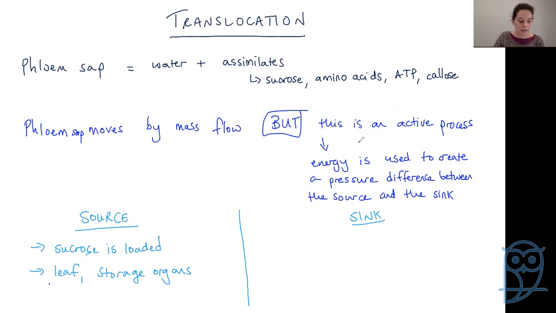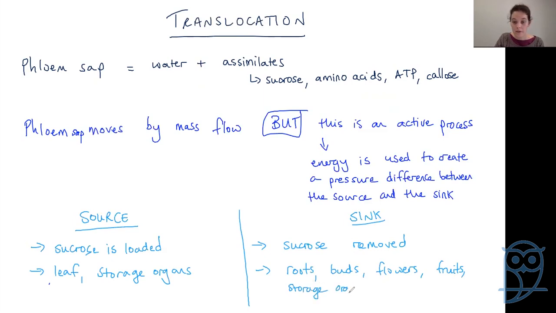At the sink, this is where sucrose is removed. So this is anywhere where sucrose would be needed. So we're talking about anywhere with growth, anywhere we've got extra energy use. So we can be removing in the roots, in the buds, in the flowers, in the fruits, in the storage organs, even in growing leaves.